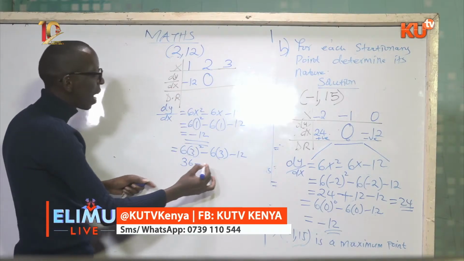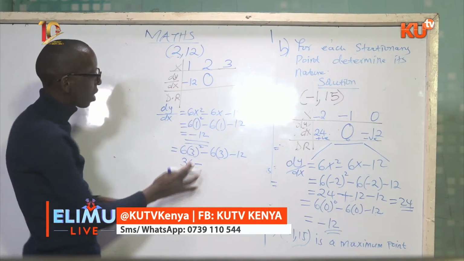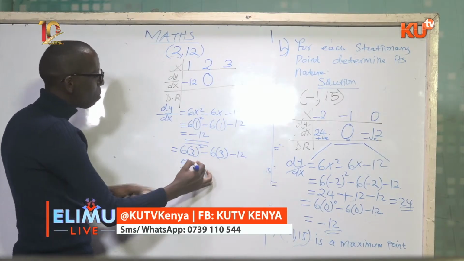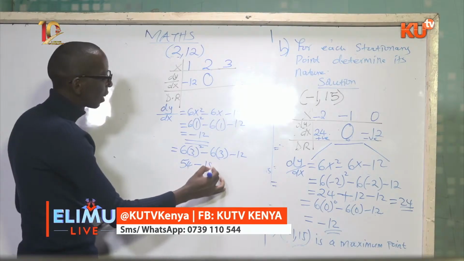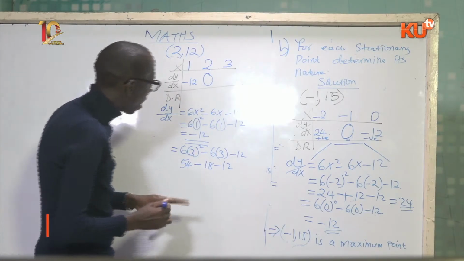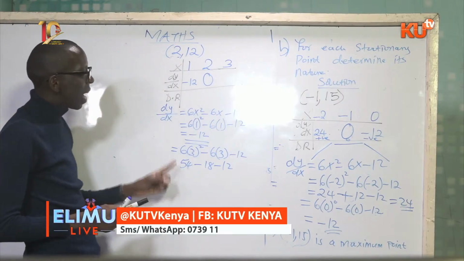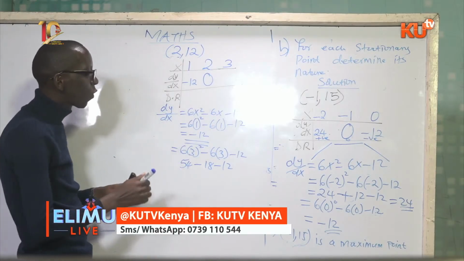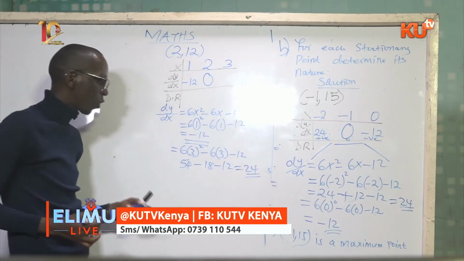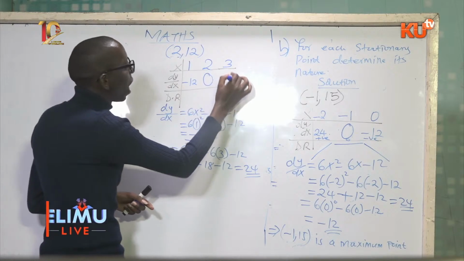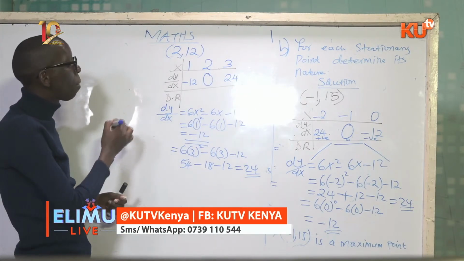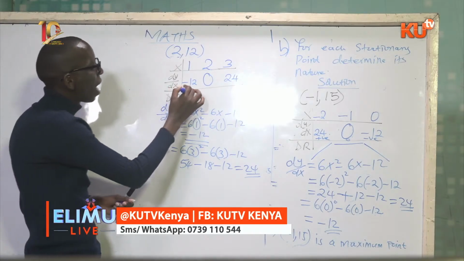36 minus 9 times 6 is not 36, it is 54. Minus 18 minus 12. So 9 times 6 is 54, minus 18 minus 12, you get 24. So you write here 24.